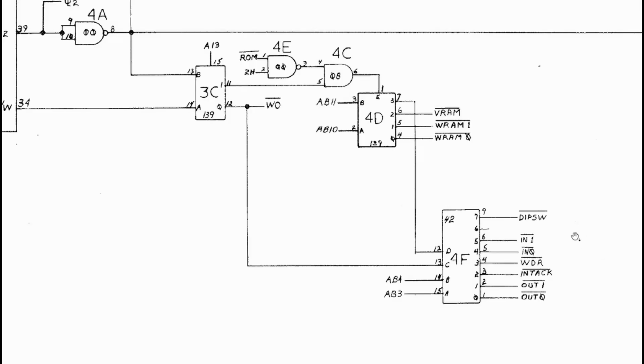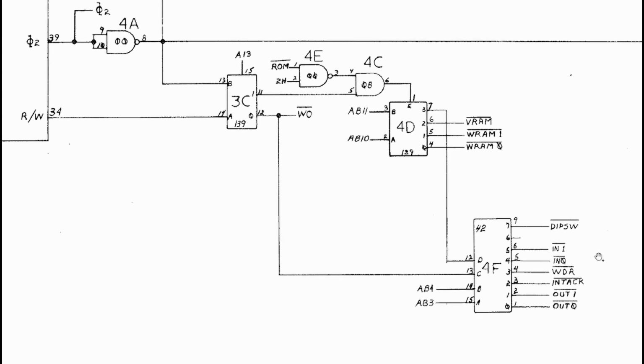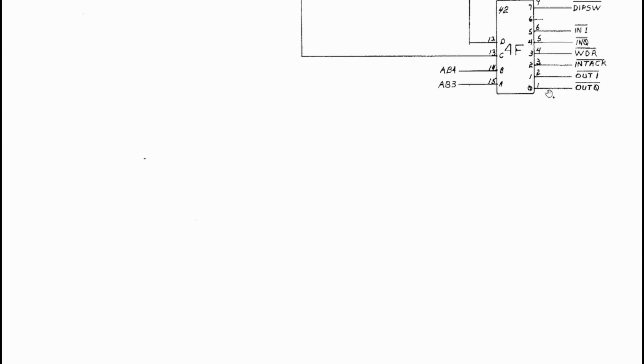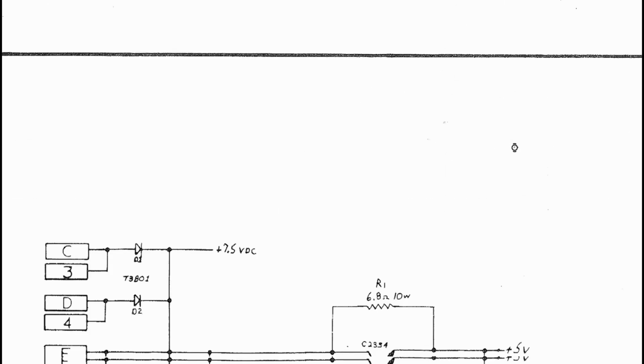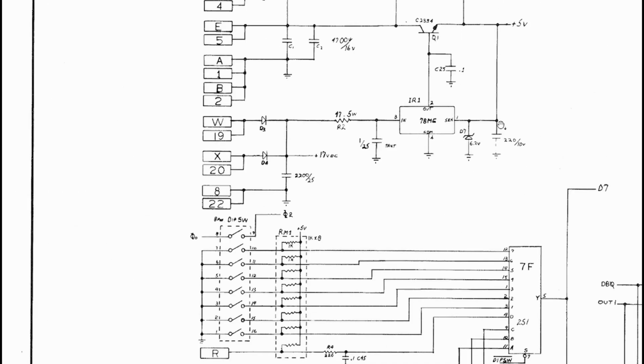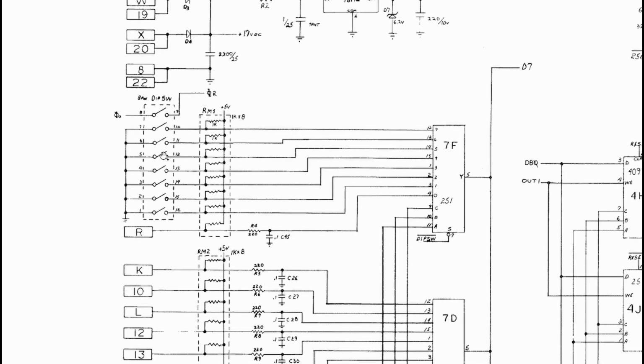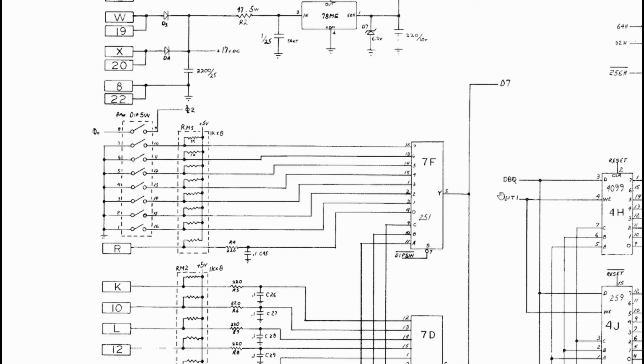So firstly, we've got our part of the addressing circuit here. And so we've got our VRAM, work RAM 1, work RAM 0, and here are our dip switches, our input 1, input 0, output 1, output 0, watchdog. And what we do is we go down onto the next page, and this is our dip switch area.